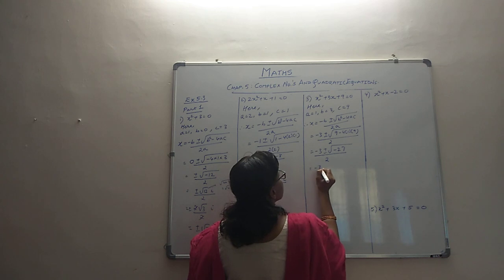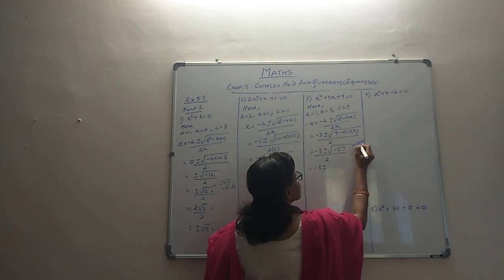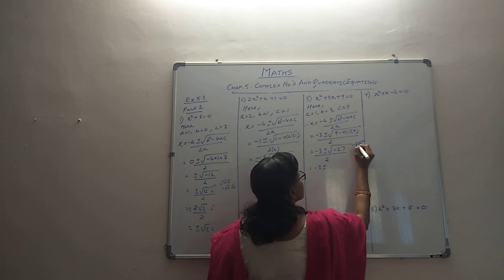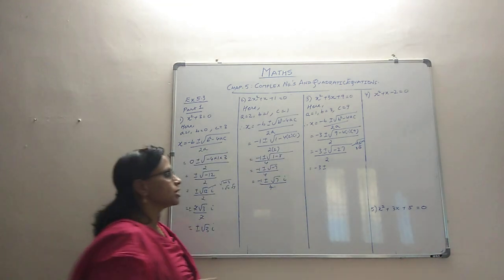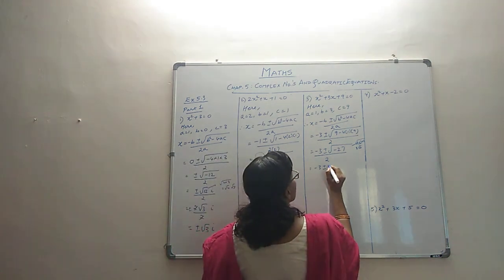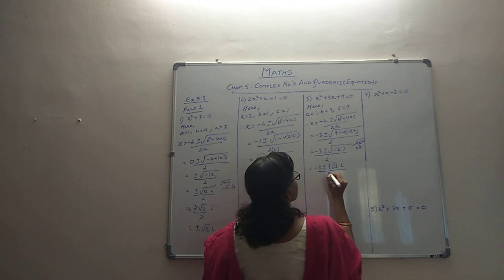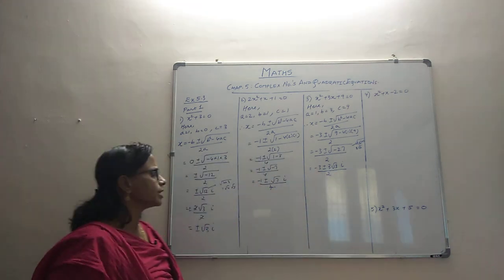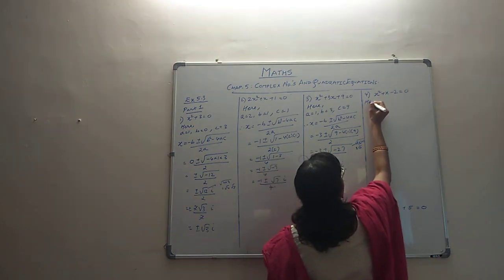Now we do a little bit of solving. 27 is basically 3 into 3 into 3. When you take the root of this, it is going to be 3 root 3, because the double 3 comes out. So plus or minus 3 root 3, and root of minus 1 is i, by 2. That's the root of this equation. We go to the fourth one and see what happens here.